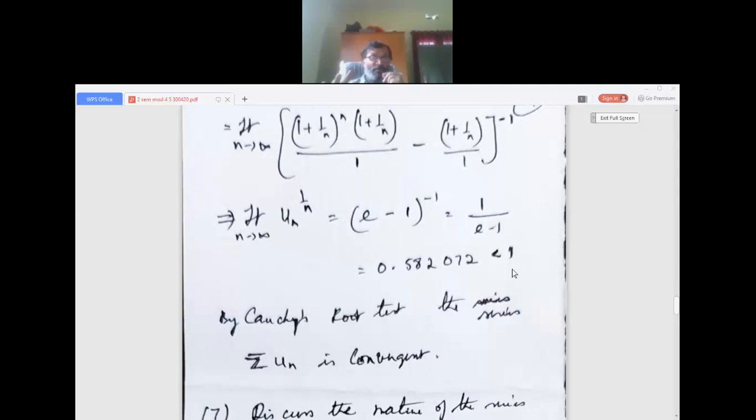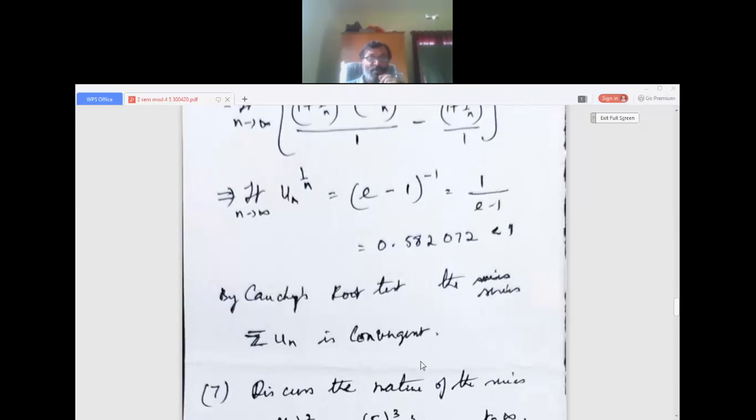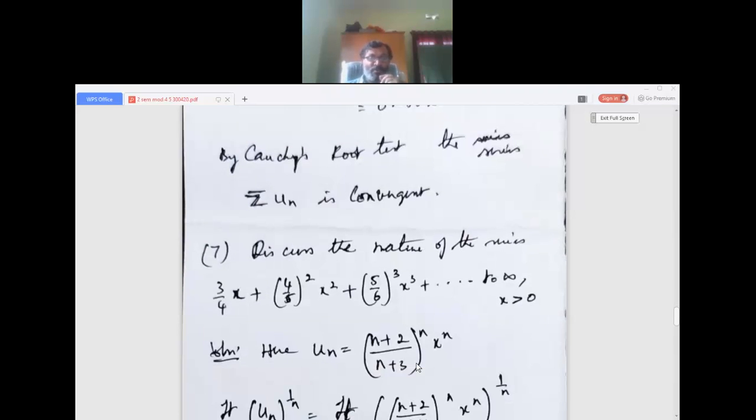So if it is less than 1, by Cauchy's root test, if limit n tends to infinity, un power 1 by n is less than 1, then we can say that the given series sigma un is convergent. Okay, that was a method of solving that problem. So whenever this comes up, put it in the nth term, and you should know how to use the necessary condition, how to use Cauchy's root test conditions, or D'Alembert's ratio test conditions, etc.